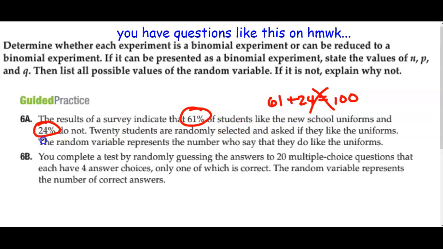So therefore, this is not everybody. So it's not a success or fail. There's a probability that's unknown what they answered. So we can't use this one.